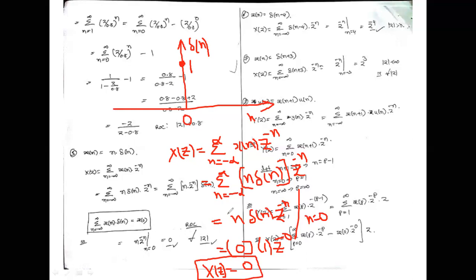If it is delta of n, the value is 1 because there is no n multiplied. x(n) is equal to delta of n. The transformation becomes 1. It is also a finite value only. Here also the ROC is the entire z plane. Got it?